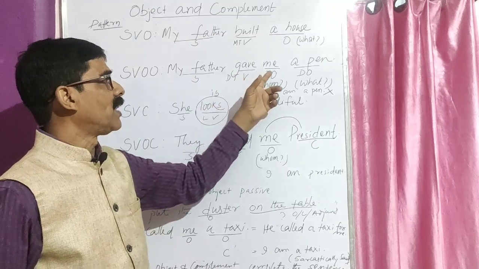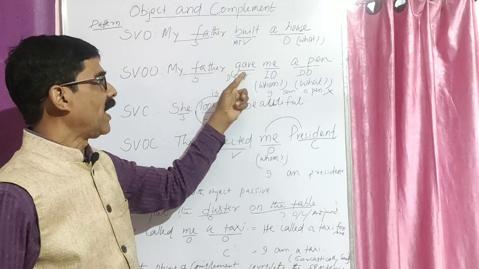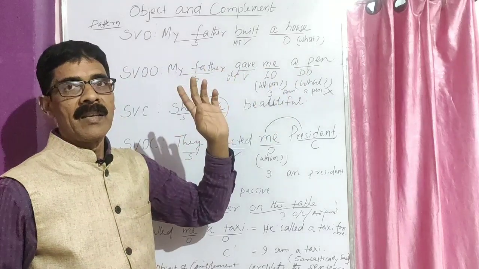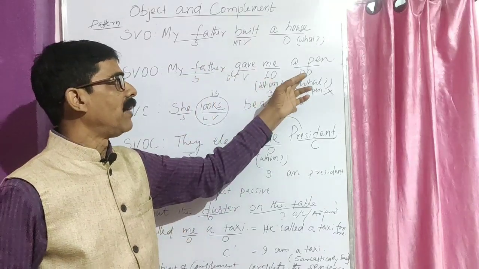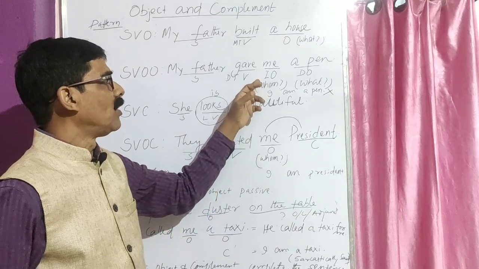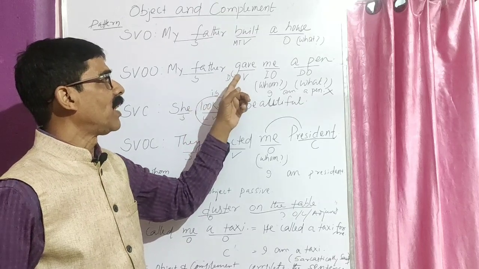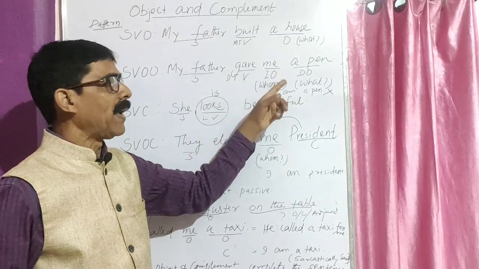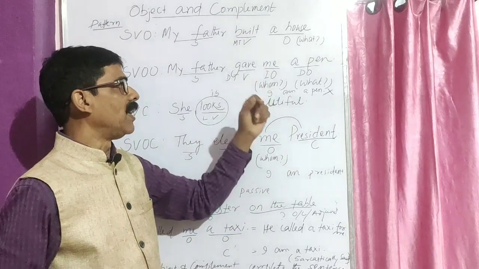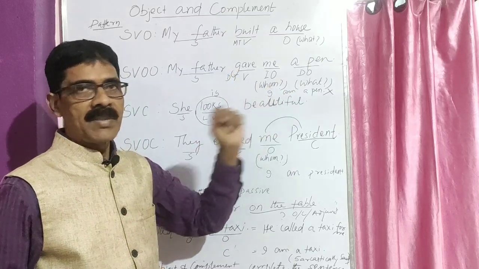So let's see whether this me and a pen are objects or not. So my father asked the same question what? The answer will be a pen. My father gave a pen. So a pen is an object. Now another question you may ask to the verb give, that my father gave a pen to whom? The answer will be me. So the answer to the question whom and what are the objects.